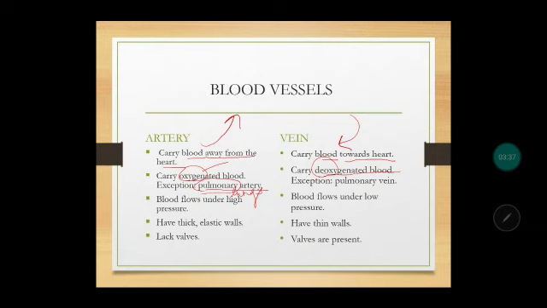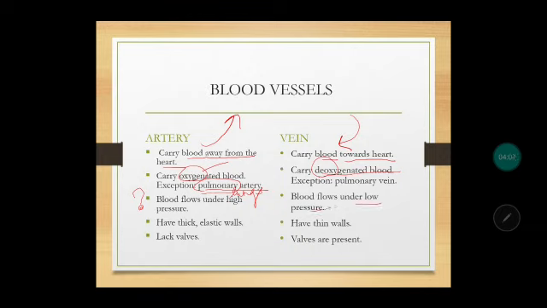Clear? Now in arteries, the blood flows generally under high pressure. Can you tell me why under high pressure? Because these vessels, the arteries, carry blood away from the heart. They have to carry it to different parts of the body. That is why the blood flows under high pressure. And veins, because they have to carry blood from different parts of the body towards the heart, that is why the blood flows under low pressure.